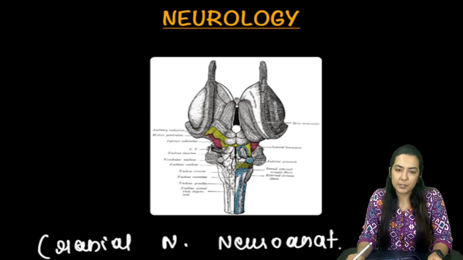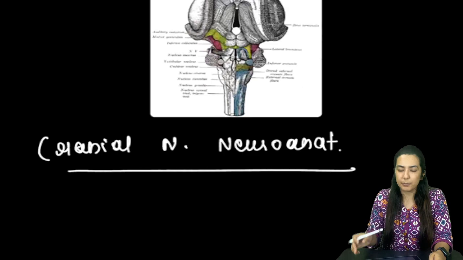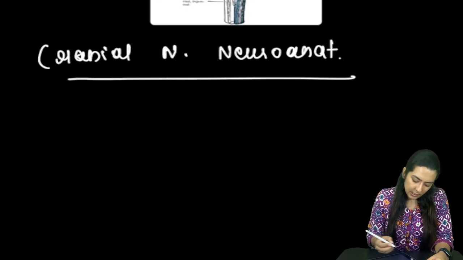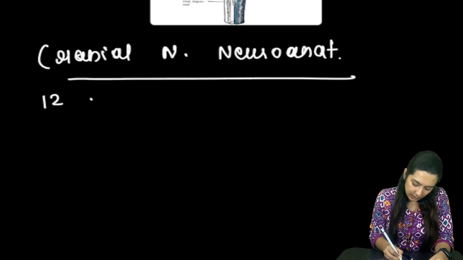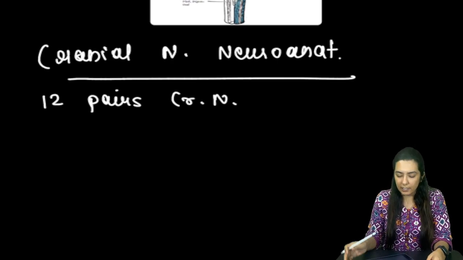So from this video we are going to start neurology, and the first topic in this video I'm going to discuss is cranial nerve anatomy and a little bit about their functions. Okay, so first of all there are 12 pairs of cranial nerves, each side on the right and the left side.